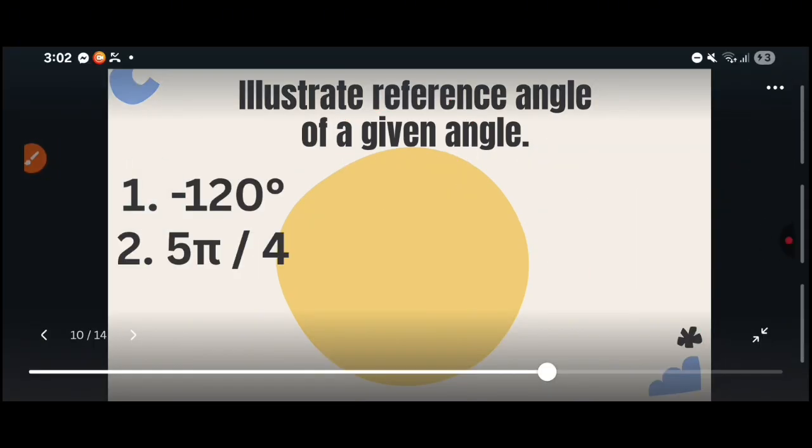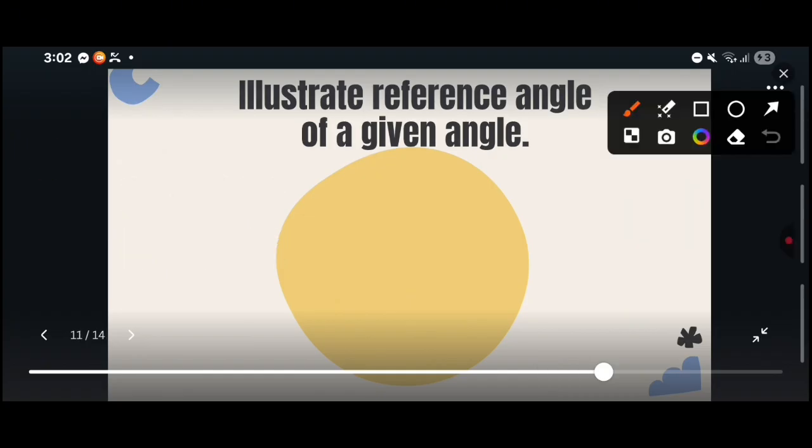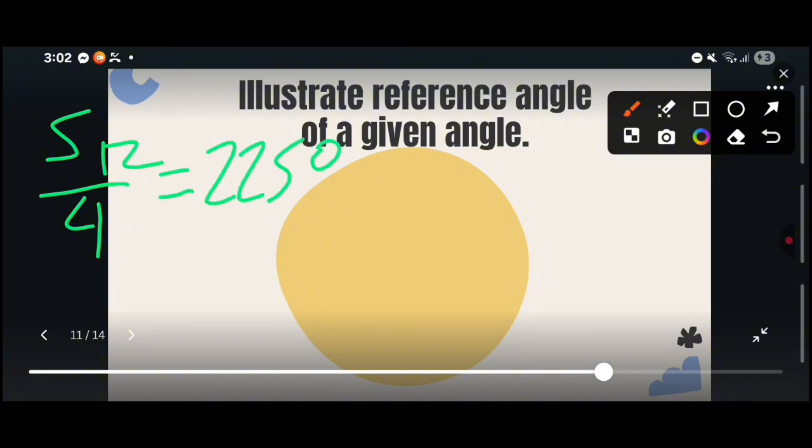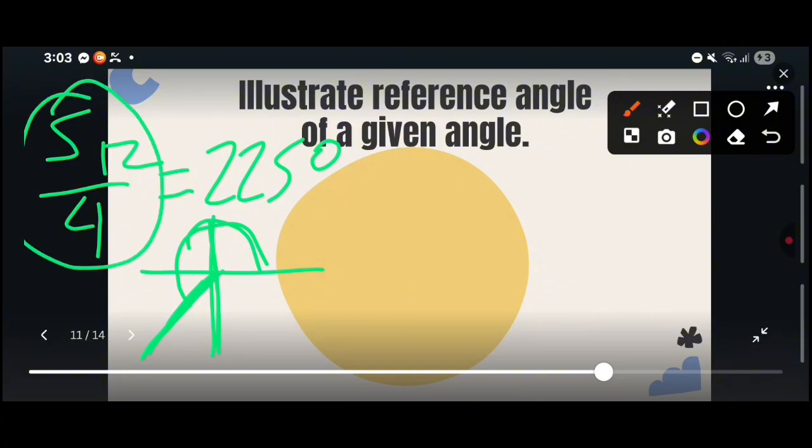Find the reference angle of 5 pi over 4. For this one, our angle is 5 pi over 4. And if we convert this into degrees, we will get 225 degrees. So, given that 5 pi over 4 is equal to 225 degrees, it will put us in quadrant 3. 225 degrees lies here. So, it's in quadrant 3. If it is in quadrant 3, we should subtract pi from our given, because pi is equal to 180 degrees. Just like what we did earlier in the first one.